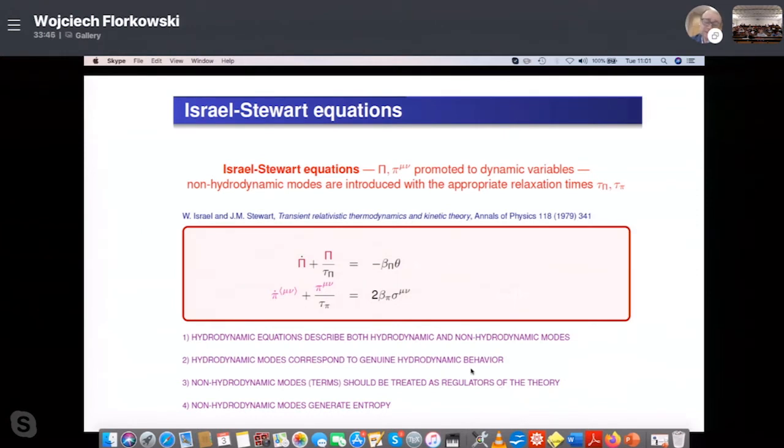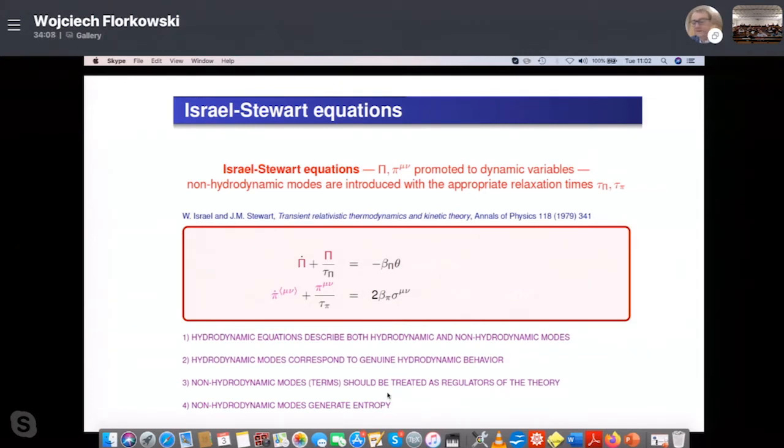So this is a really new point of view, and it's important to also know the terminology and point of view of different people who do similar analysis. The fourth point here is that non-hydrodynamic modes generate entropy.